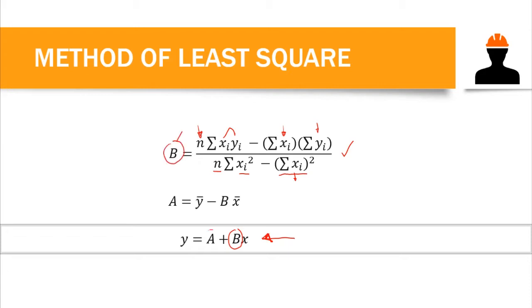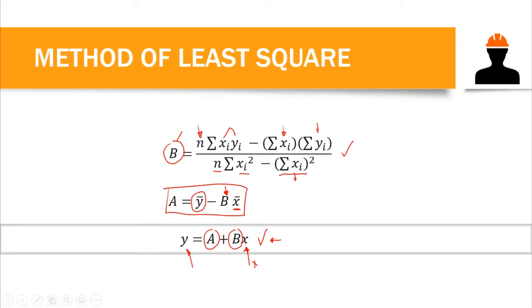Now, to compute for the value of a, we just use this formula in which we have the mean of y variable, or the mean value of y, minus b, that is the coefficient of the mean of x variable. So that's how we compute for the equation of the line, which describes the relationship between the predictor x and the response or the outcomes y, or the dependent variable.